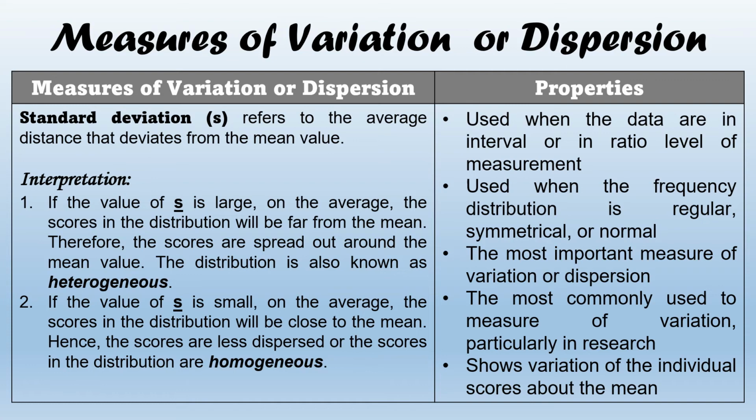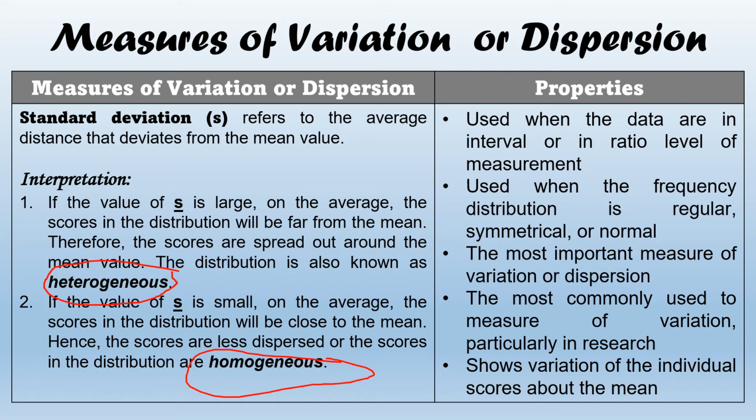The distribution is also known as heterogeneous. If the value of s is small, on the average, the scores of the distribution will be close to the mean. Hence, the scores are less dispersed, or what we call homogeneous. Of course, the heterogeneous one is much more spread out around the mean value compared to the other one.